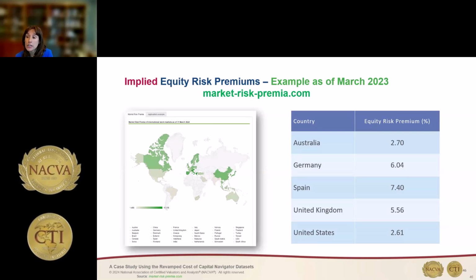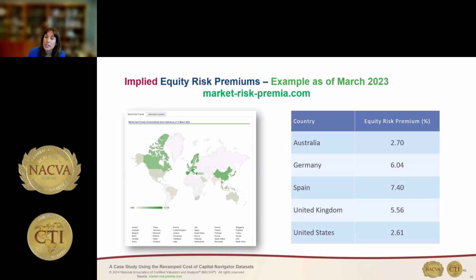They do not take into account buybacks. Buybacks are not a big deal in Europe, but buybacks in the US are a huge deal. In fact, the buyback yield is greater than the dividend yield. And so if you ignore that, you ignore a form of return to shareholders, and you might have an indication of an equity risk premium that doesn't make that much sense.